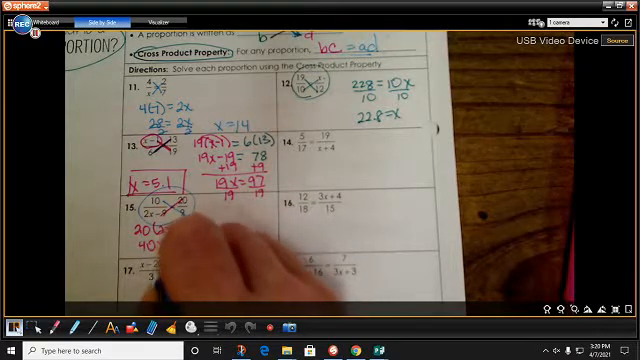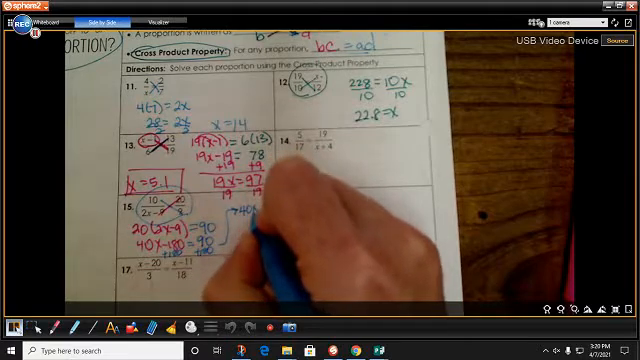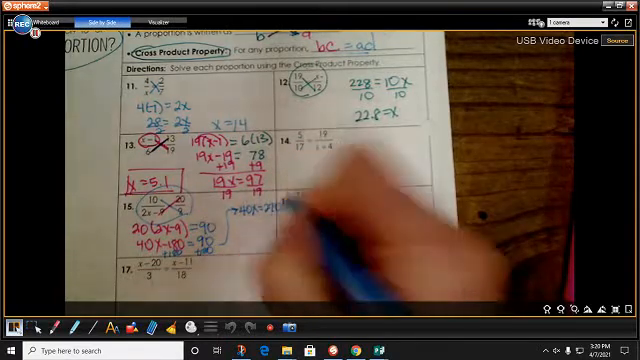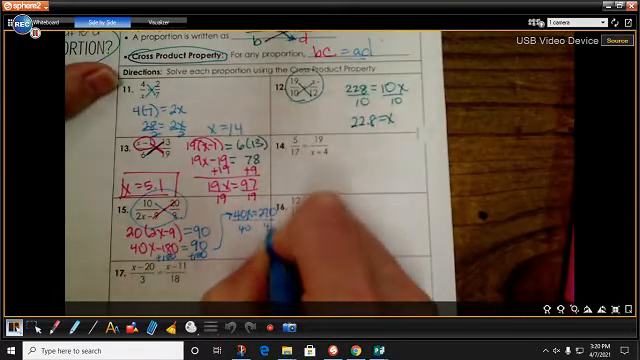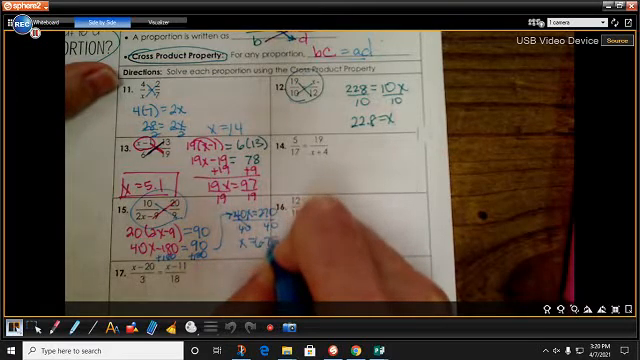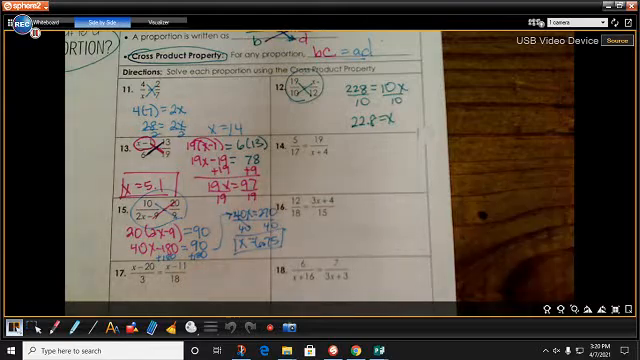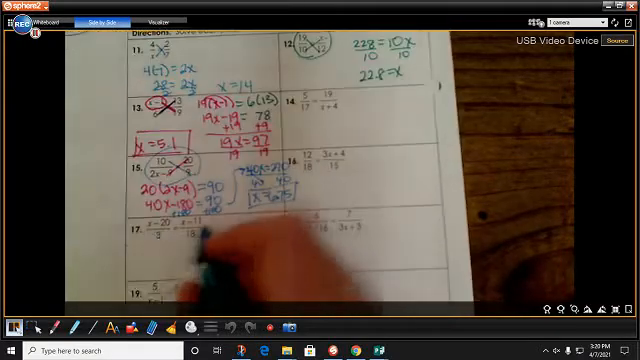And so then let's solve for x. I'm going to add the 180 to both sides, bring it up here. So 40x equals 270. And when I divide off, x comes out to be 6.75. So that's using the cross product property more simply. Let's get it one step more complicated.